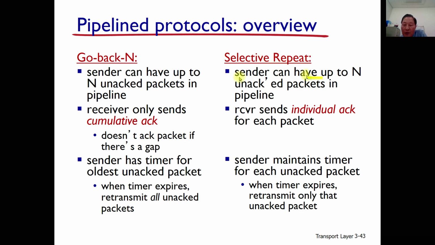Okay, let's look at this one first. Sender can have up to N unacknowledged packets in pipeline, and receiver sends individual acknowledgement for each packet selectively. When we look at that animation, we can understand better. Sender maintains a timer for each unacknowledged packet. This one is maintaining many timers. The go back N protocol is using only a single timer. That's the main difference between them. When a timer expires, it retransmits only that specific unacknowledged packet selectively. Thus, this one is called selective repeat.